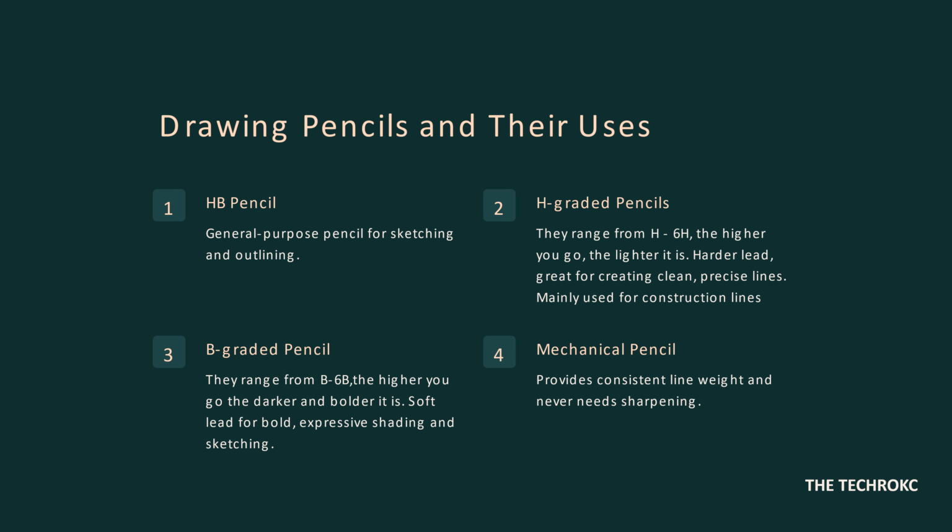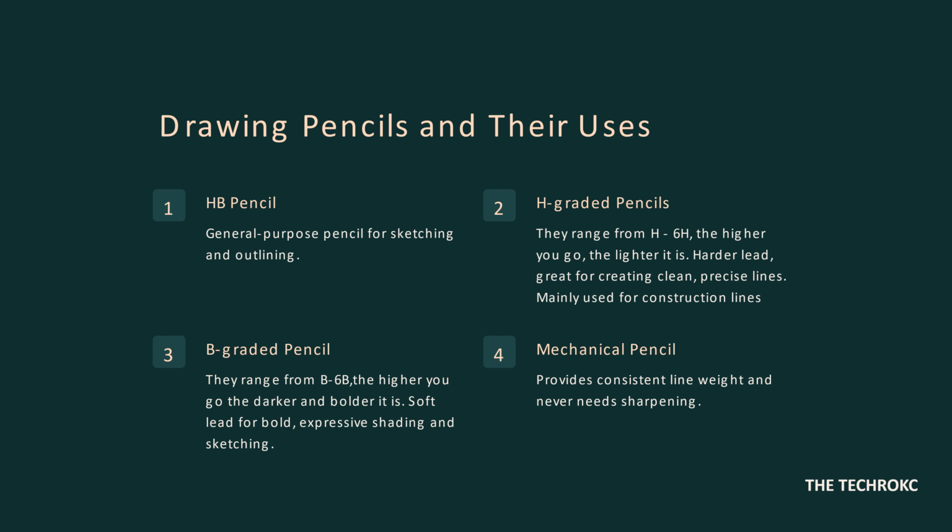We have pencils. What are pencils? Our pencils are marking out tools in technical drawing. They are used to mark papers of different sizes and used to illustrate different shapes. So we have basically four types of pencils in technical drawing.